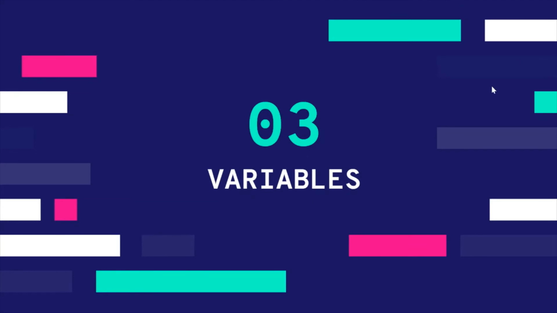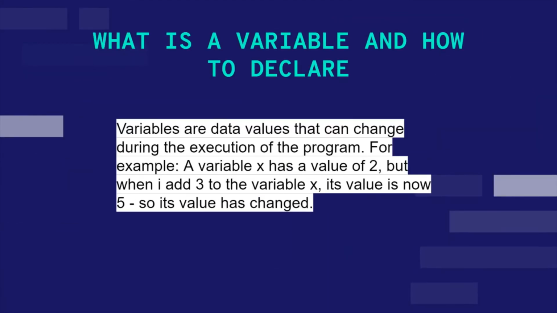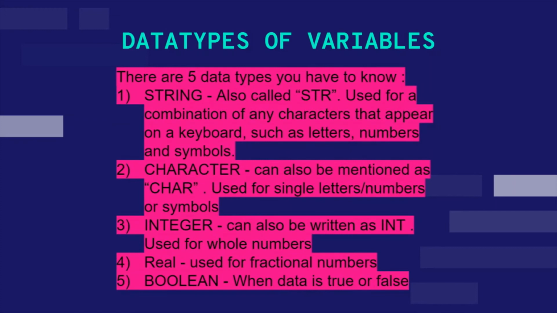Next on the list, variables. Variables are data values that can change during the execution of the program. For example, a variable x has a value of 2, but when I add 3 to the variable x, its value is now 5. So its value has changed. Variables can have different data types.